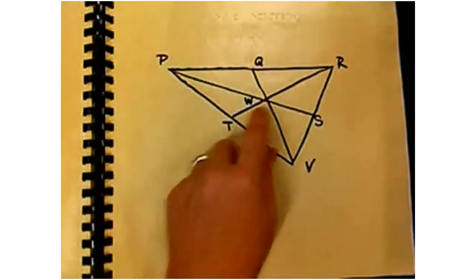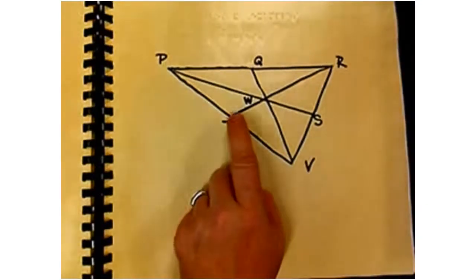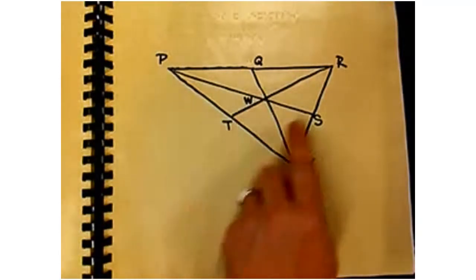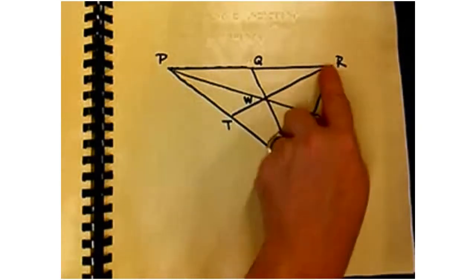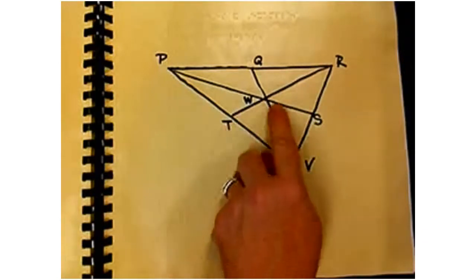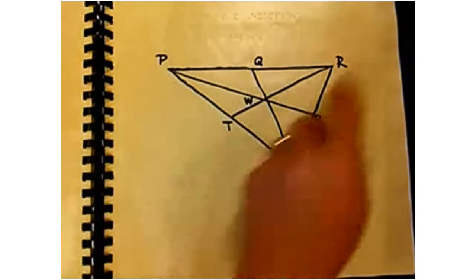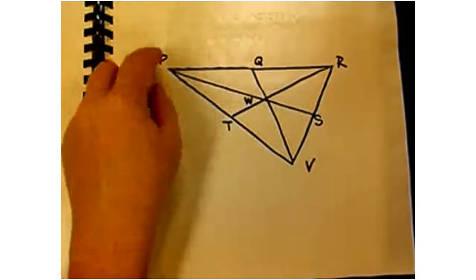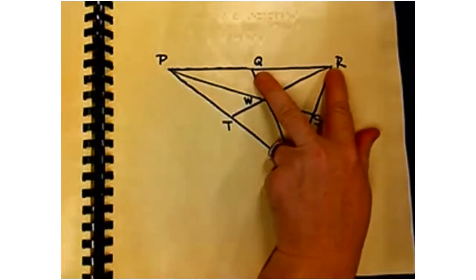If we were told TW, so your median R to T from the top right to the midpoint T, if you're told to find TW, if WR is 12. Well, you know that WR is a 2-to-1 relationship to TW. So if WR is 12, we know TW is 6. Then the whole median is 18. If you're told the side, up at the top, if you're told PQ is 14.5, what's QR? Well, that's pretty easy. 14.5, right?